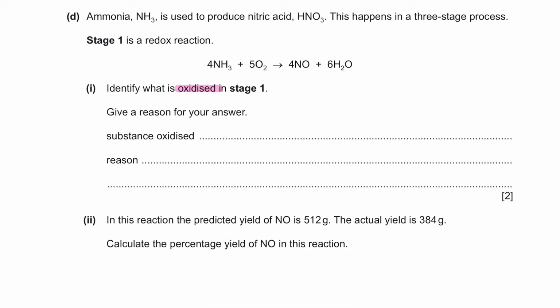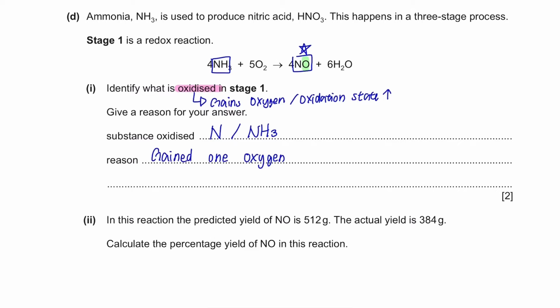Well, you say that a compound or an atom is oxidized if it gains oxygen atoms or its oxidation state is increased. Since NH3 became NO, it's obvious that it gained one oxygen atom. The substance oxidized is nitrogen, or you can say ammonia as well. And the reason is because it gained one oxygen, or you can compare their oxidation states.